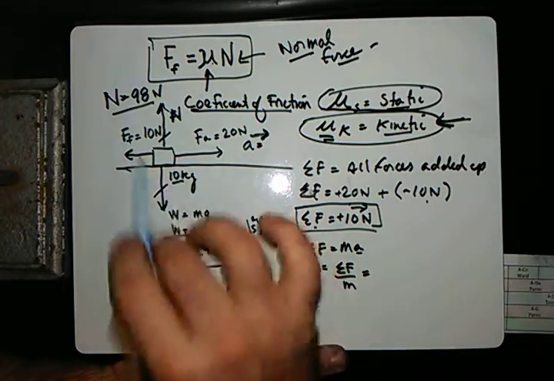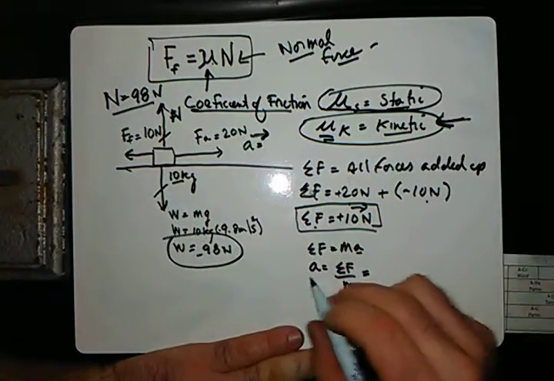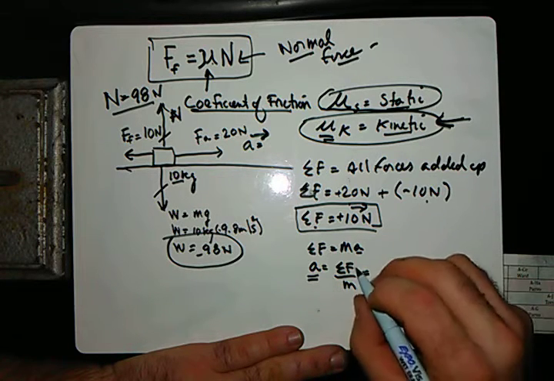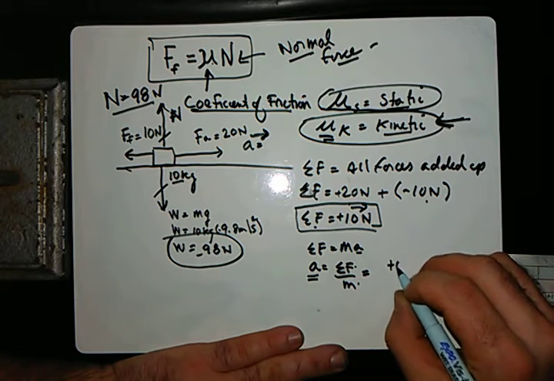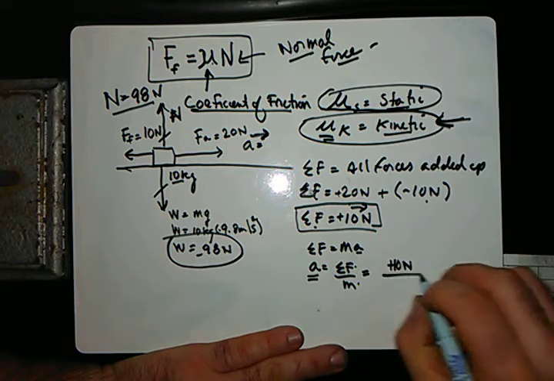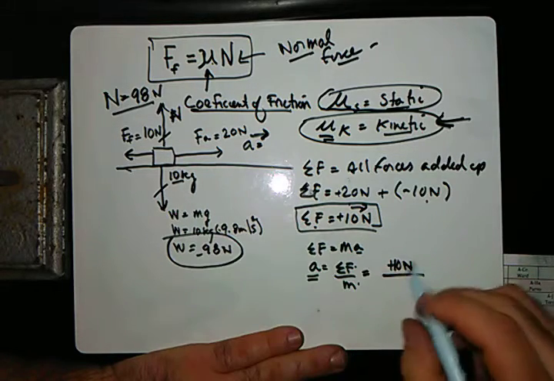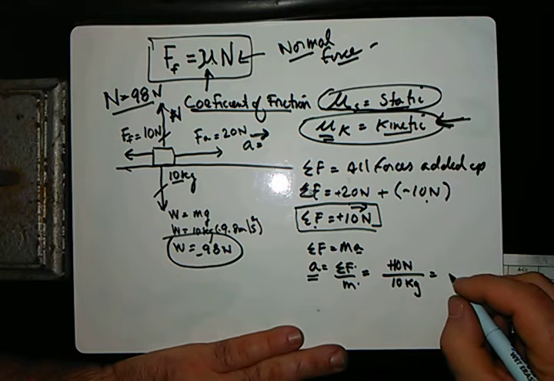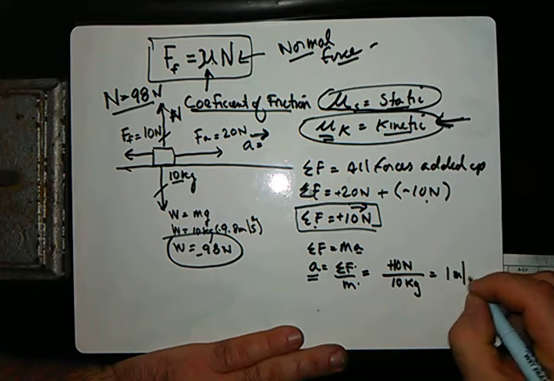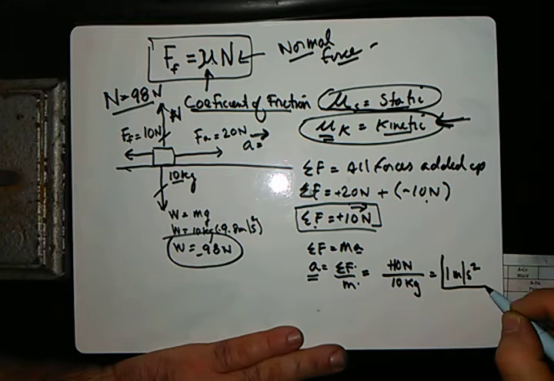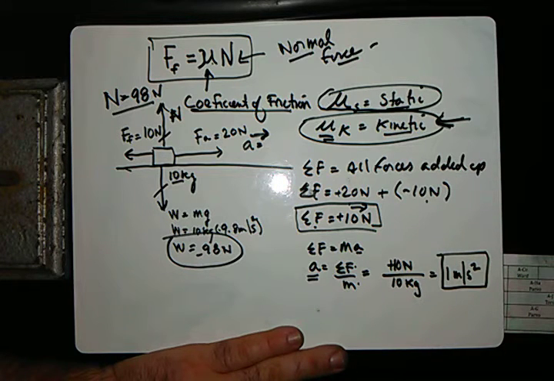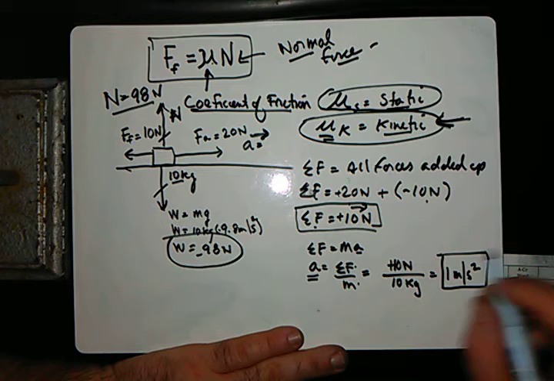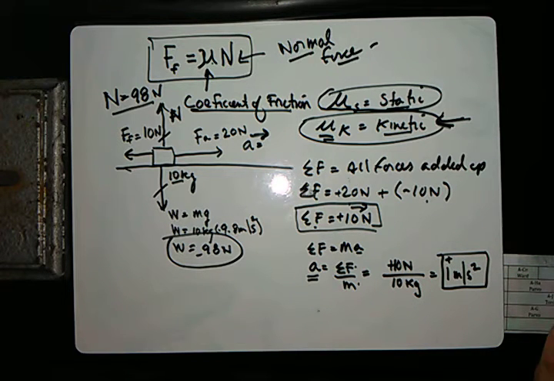So we can easily find the acceleration of this object. Net force over mass: 10 newtons over the mass of the object, 10 kilograms. The acceleration is going to be 1 meter per second squared in the positive direction. So we've got the acceleration as 1 meter per second squared to the right, and we'll put a positive sign on that.